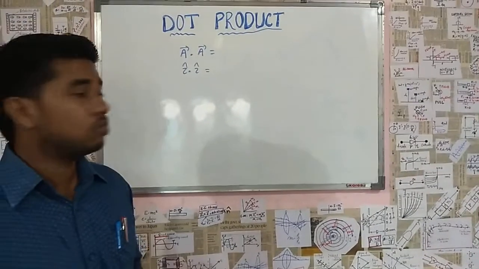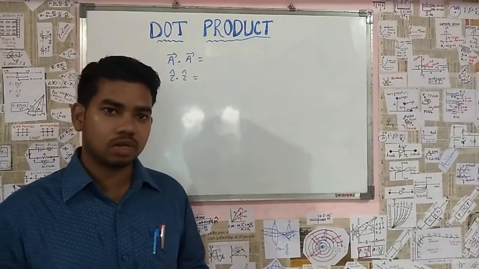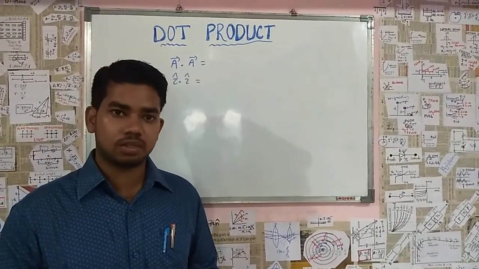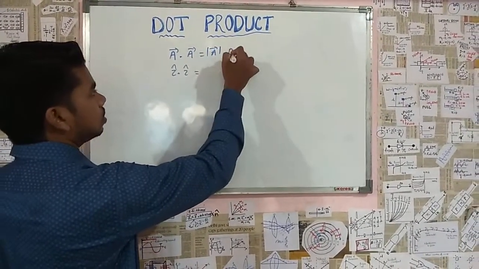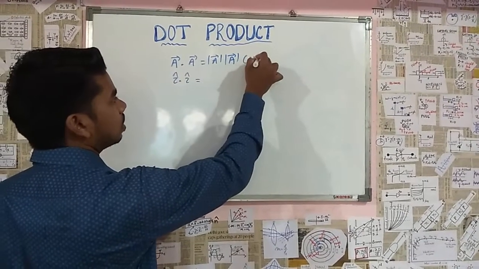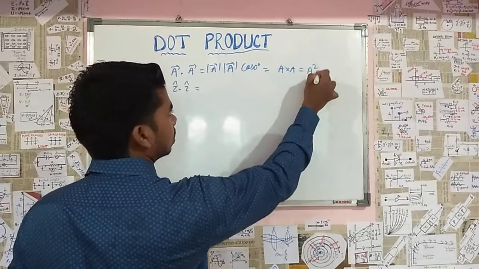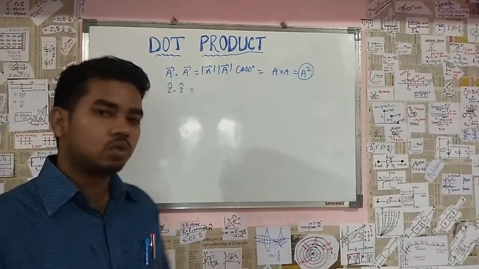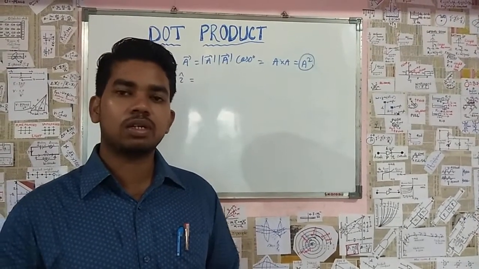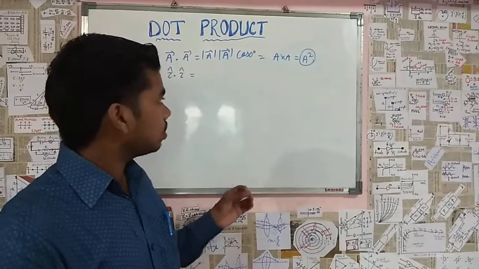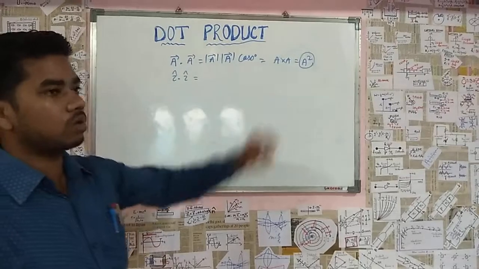Now two questions for you. A vector dot A vector will be what? That means the dot product of two similar vectors will be the magnitude of A times the magnitude of A times cos of the angle between them, which is 0 degrees. So A into A, which will be equal to A square. So how do we find the square of the magnitude of a vector? We have to take the dot product of the vector with itself. Okay, the dot product of a vector with itself results in the square.